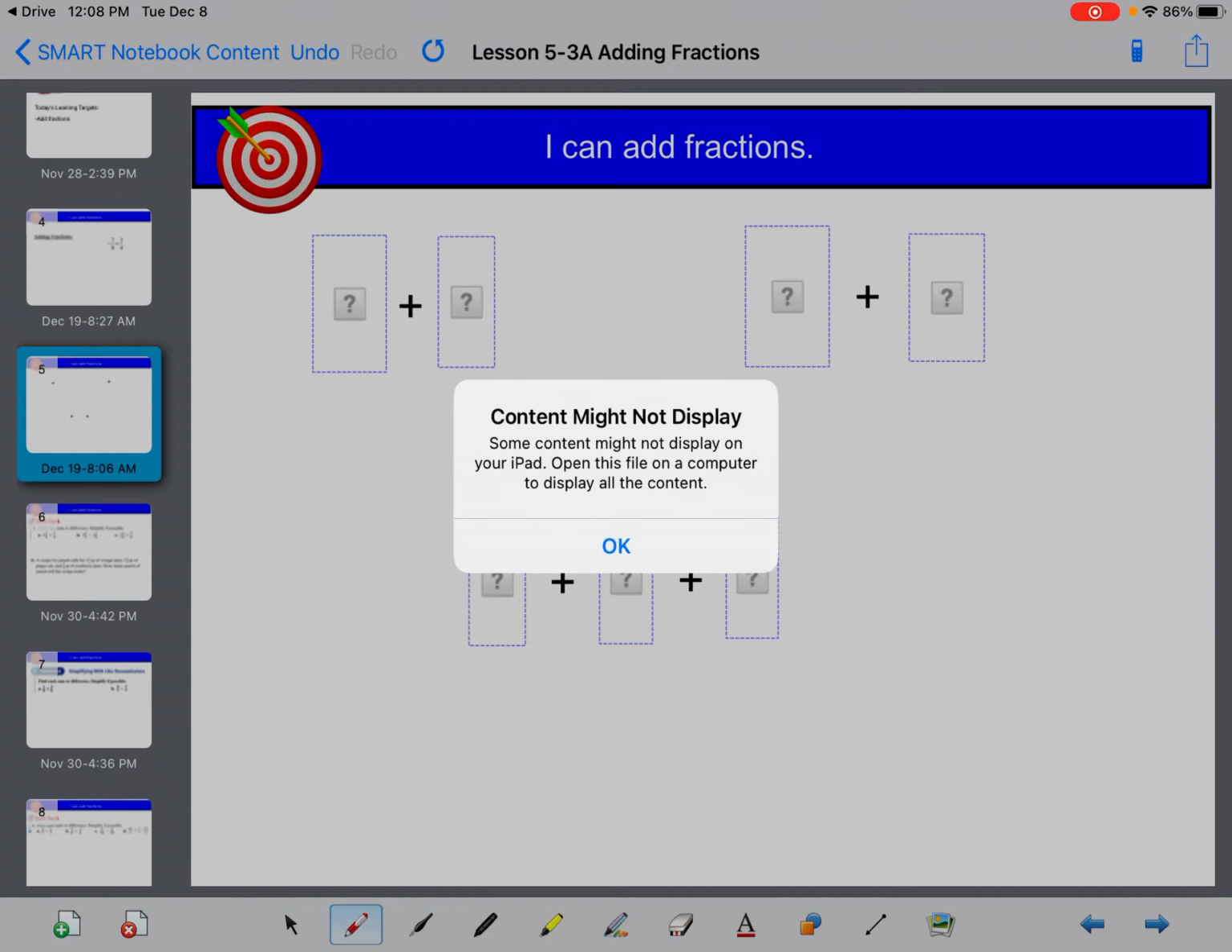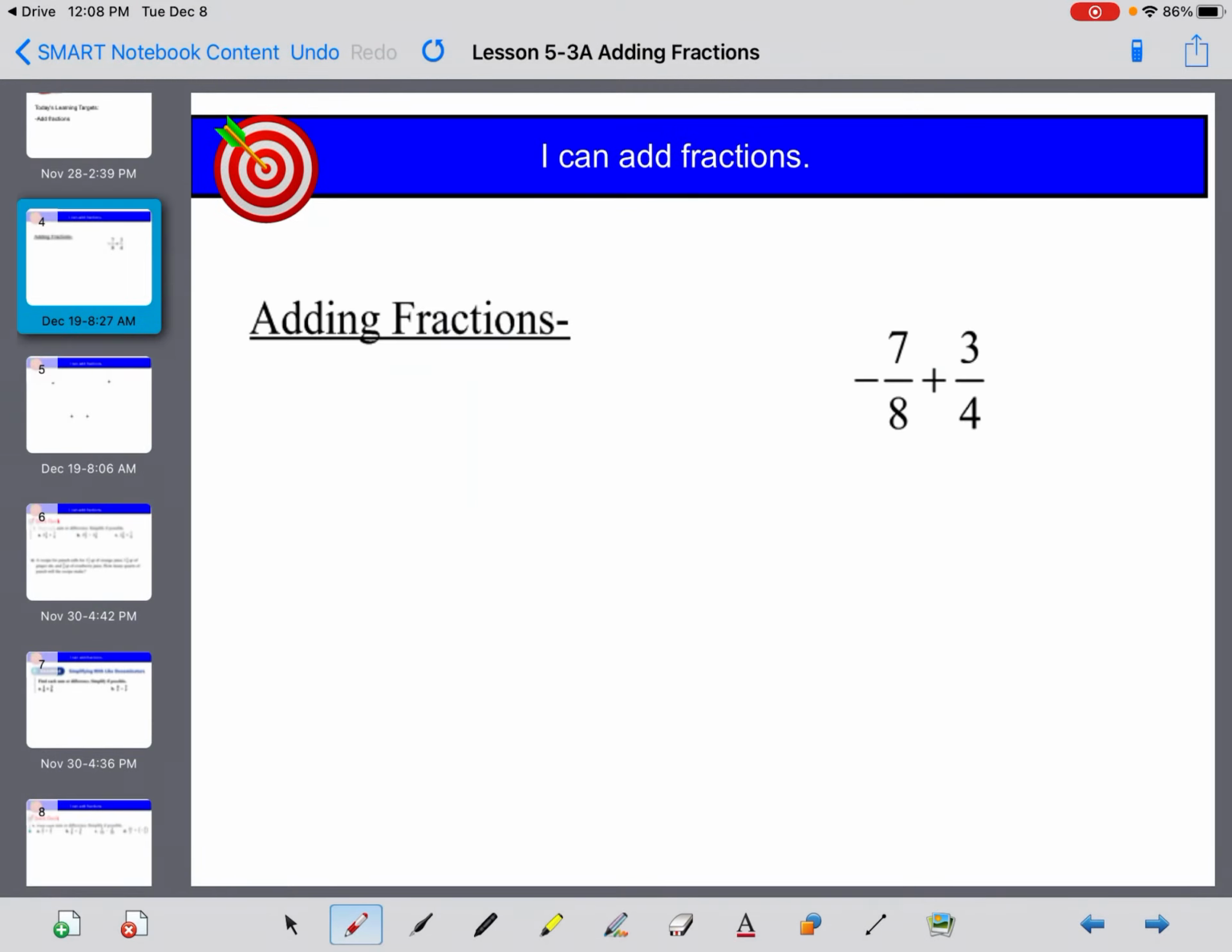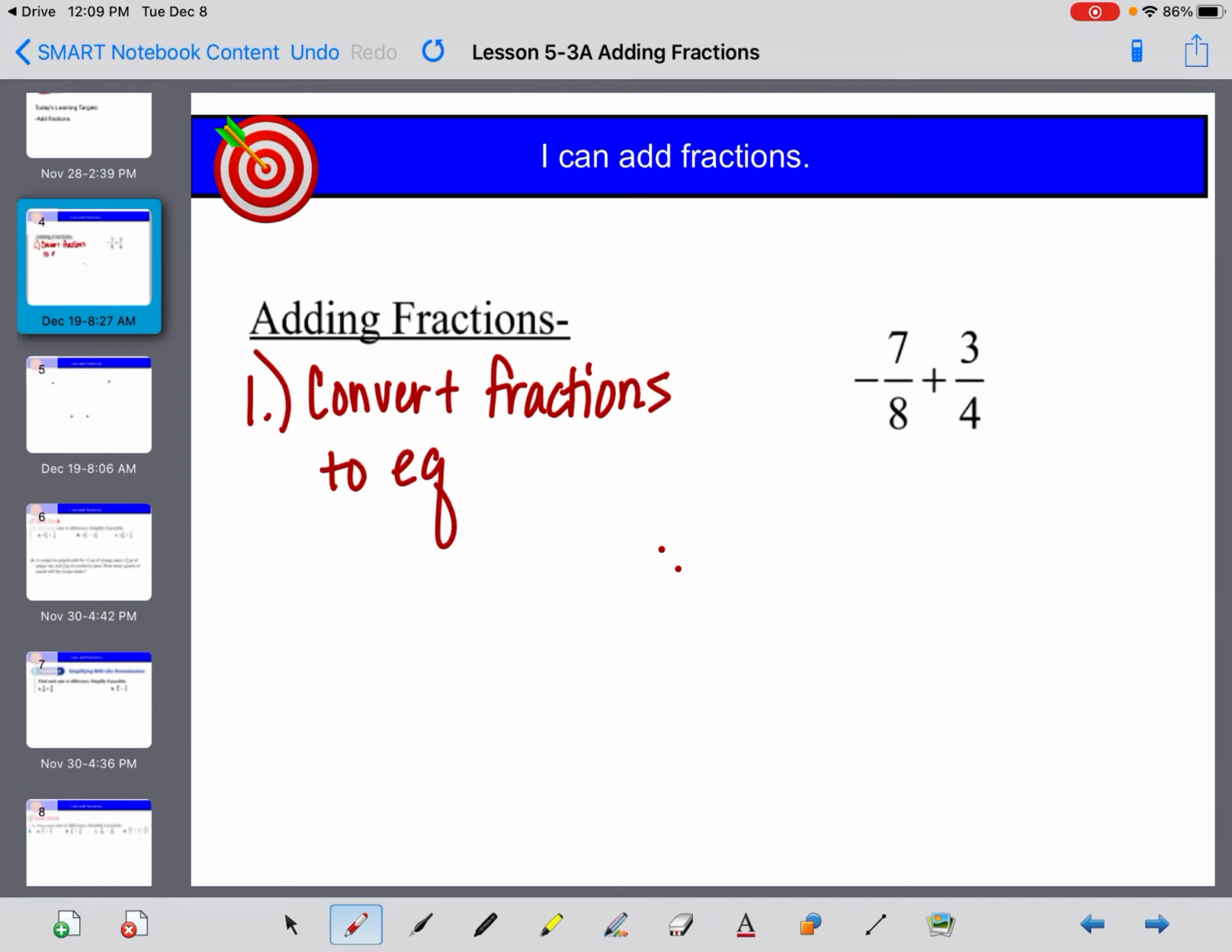Oh no, all of my fractions are gone. Well, that's less desirable. Okay, have no fear. We can do this. Step 1. Convert your fractions to equivalent fractions with common denominators.